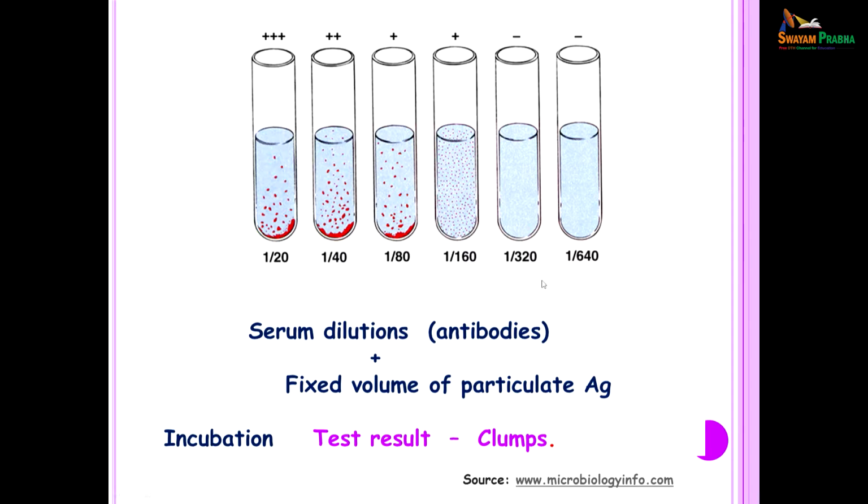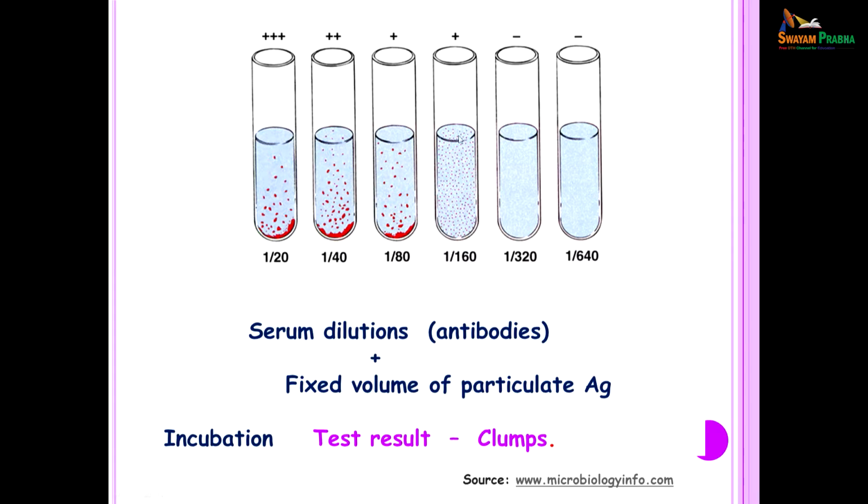So, if we were to look at how the test is performed, we have a test tube containing the patient's serum, which has been diluted from 1 in 20 to 1 in 640. To this we add a fixed volume of particulate antigen. We incubate the sample and we start looking for the clumps to form. Now, the highest dilution which is showing a visible reaction over here is the tube which shows a 1 in 160 dilution, and therefore, the titer of this sample would be 160. This is what I had mentioned to you all earlier too.